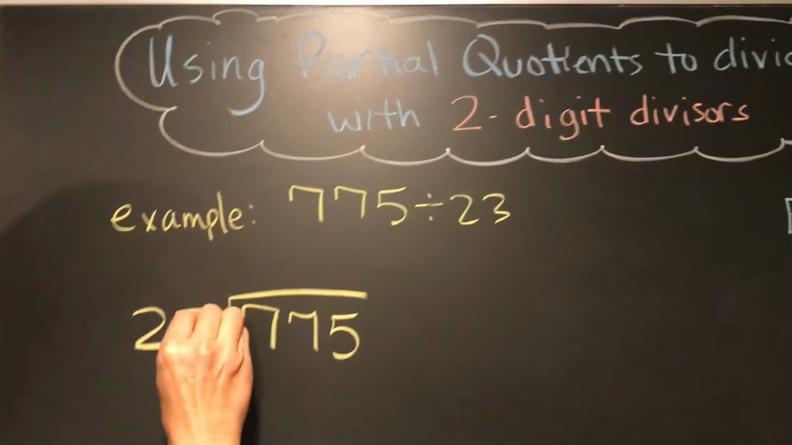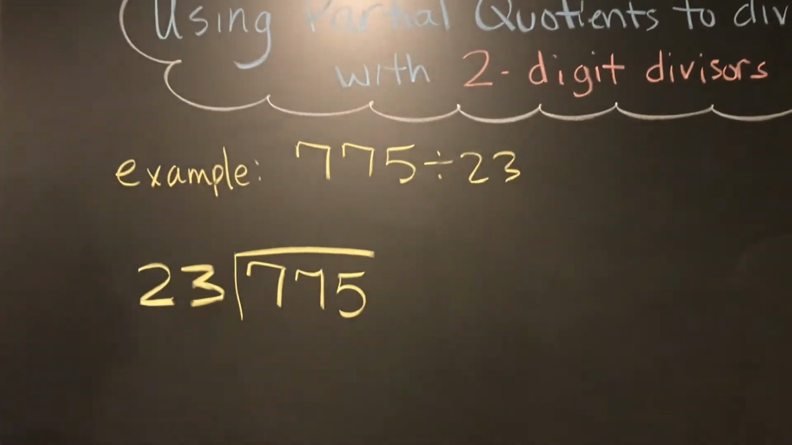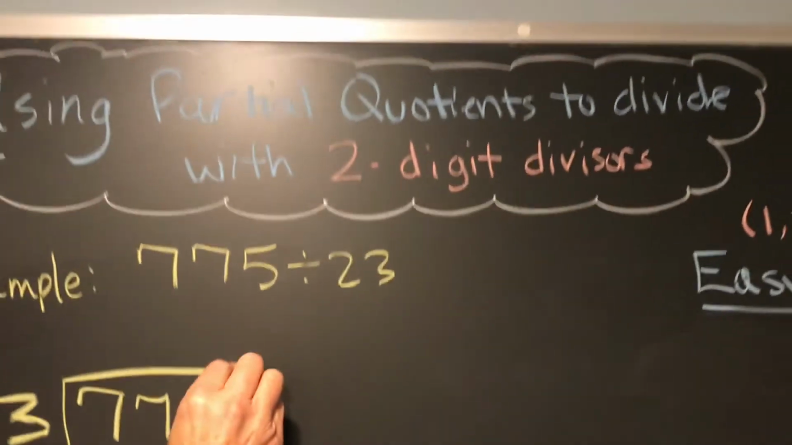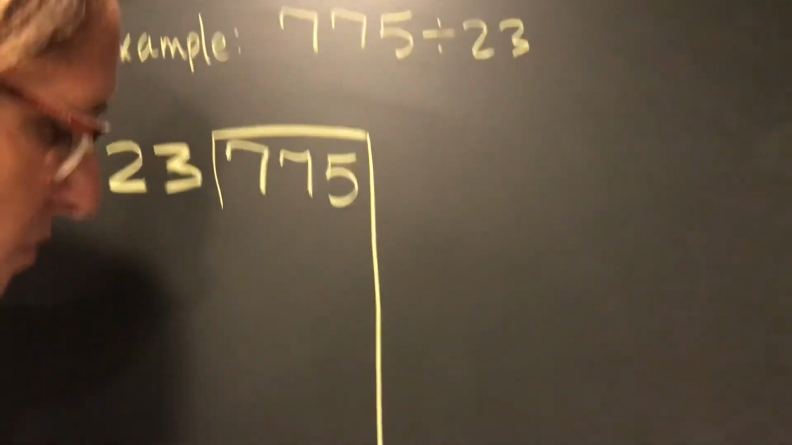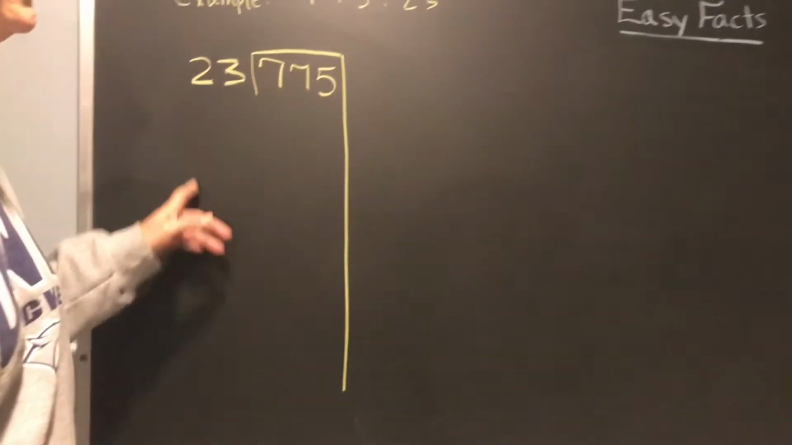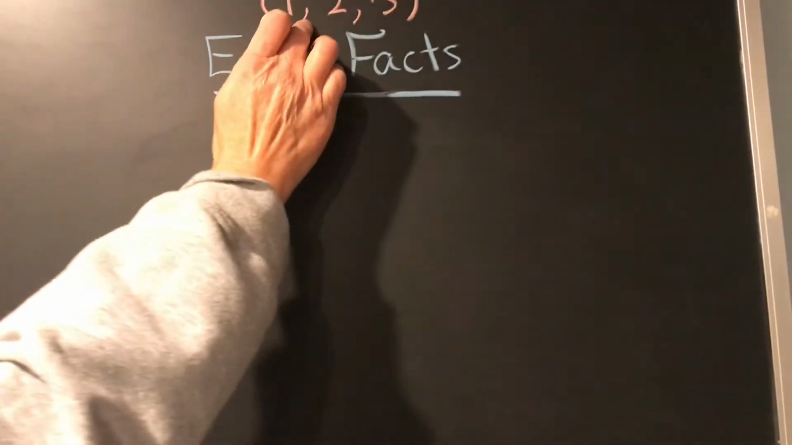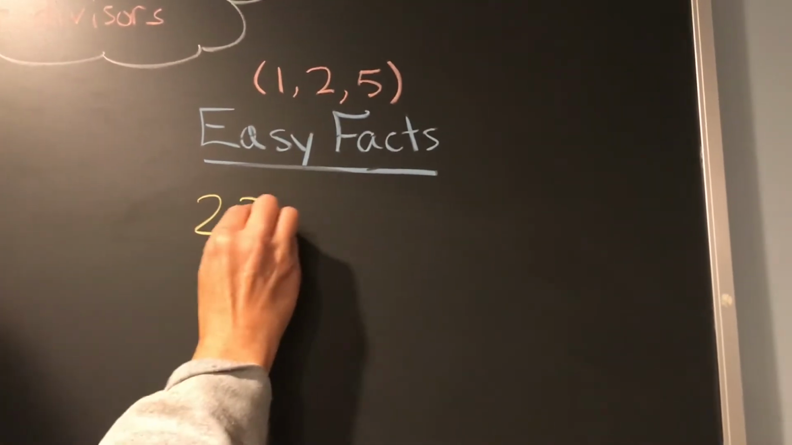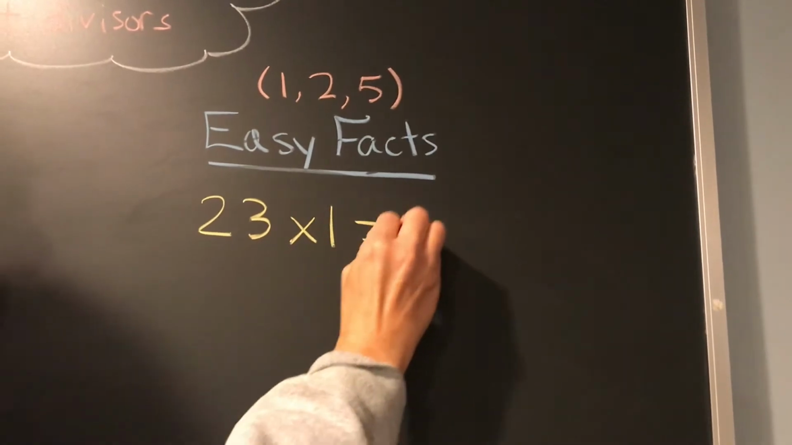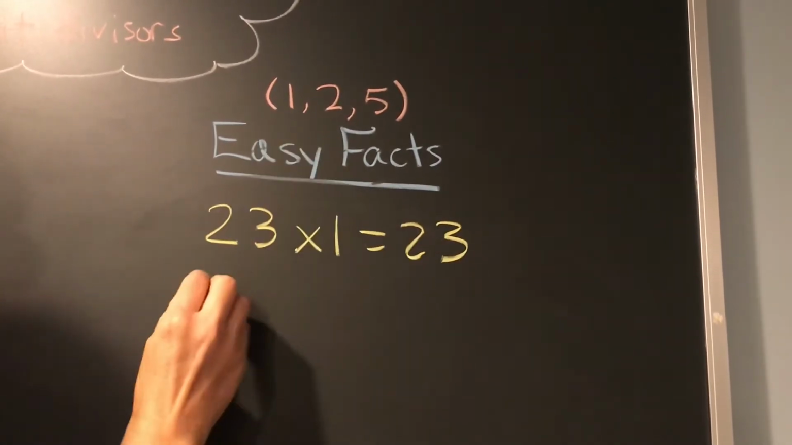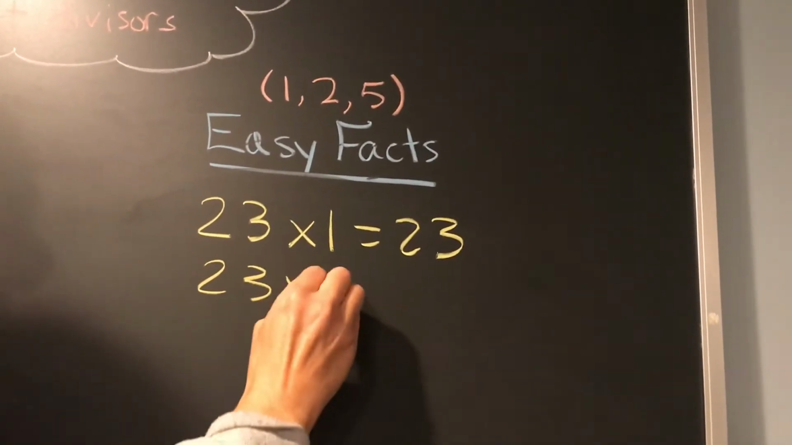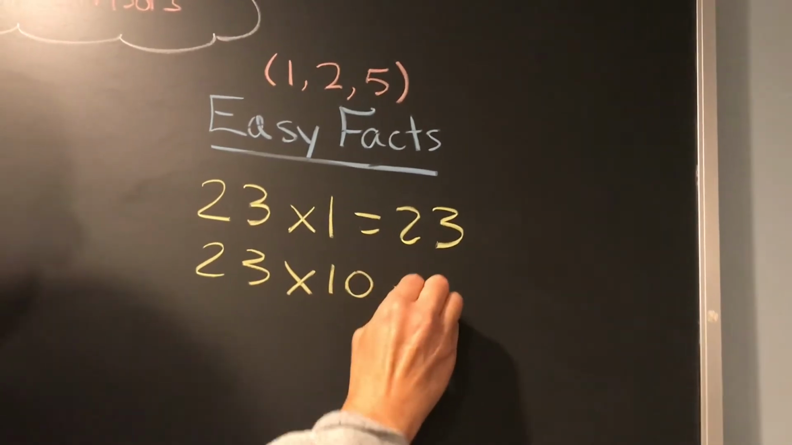Divided by 23. All right, so we're using partial quotients, so we're going to go ahead and draw our line down to make our big 7. And now we need to list our easy facts, right? So we're going to do our divisor times 1. 23 times 1 is 23. Then remember, if you know 23 times 1, you definitely know 23 times 10.